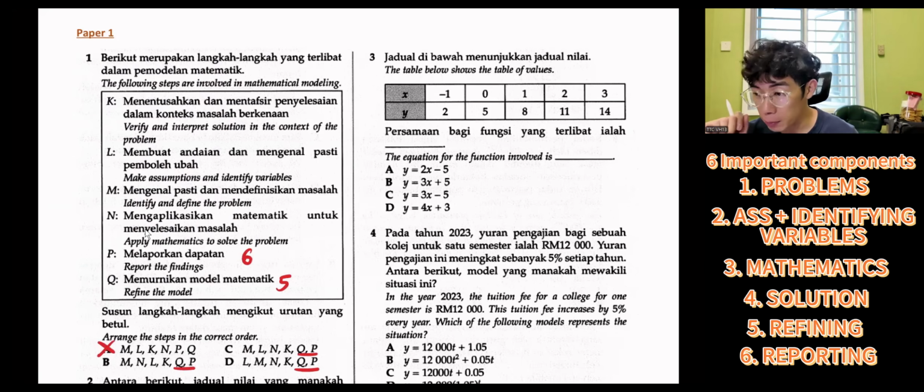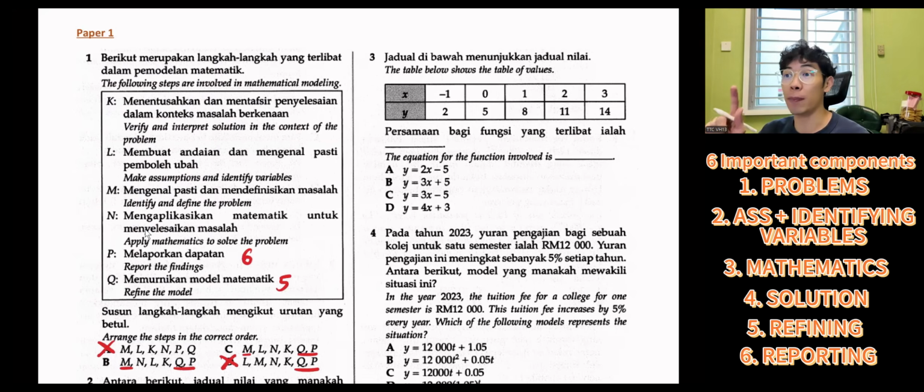Identifying and defining problems, correct? So identifying and defining problems, M is the first one. So D is out. So we left these two only. But we know that our middle, the third one, it's about mathematics. Then it's about solutions.